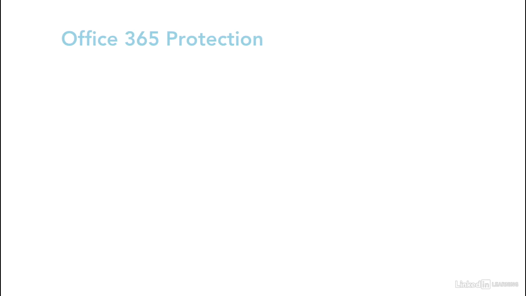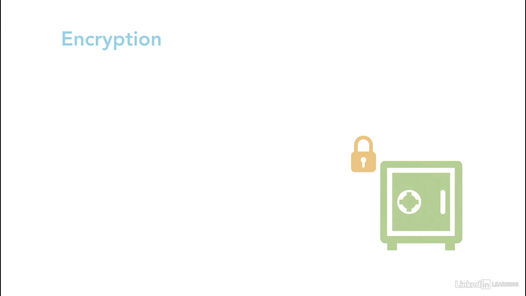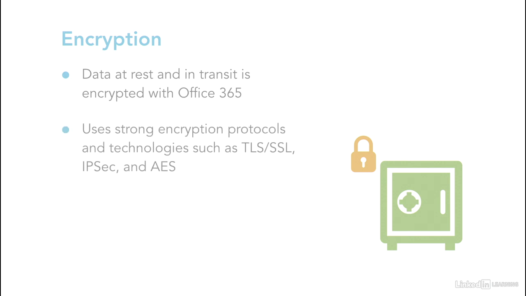In addition to the common threats that Office 365 defends against, there are other protective measures provided by Office 365. These include encryption, device protection, threat intelligence, and identity management. All data should be protected by using encryption, both when it's in transit, such as data being downloaded from OneDrive for Business to a local PC, but also when it's at rest, for example, when files are saved in SharePoint Online. Office 365 uses strong encryption protocols and technologies that include TLS or SSL, IPsec, and AES.